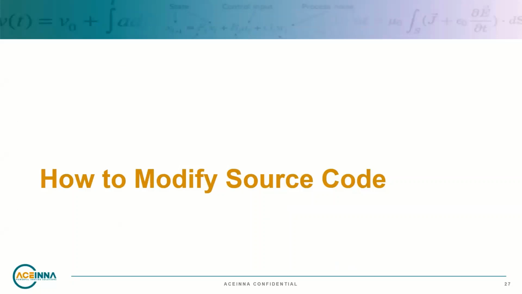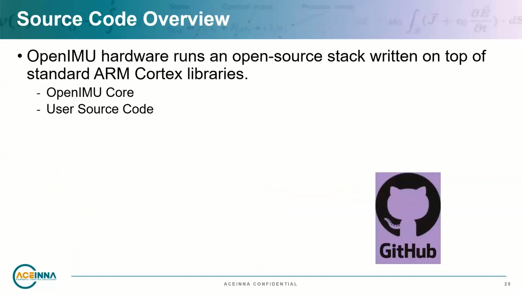Next, I'm going to give a brief overview of the source code and the sections that a user might edit for a customized application. So the main sections of the source code that are of interest to us are the OpenIMU core and the user source code section.